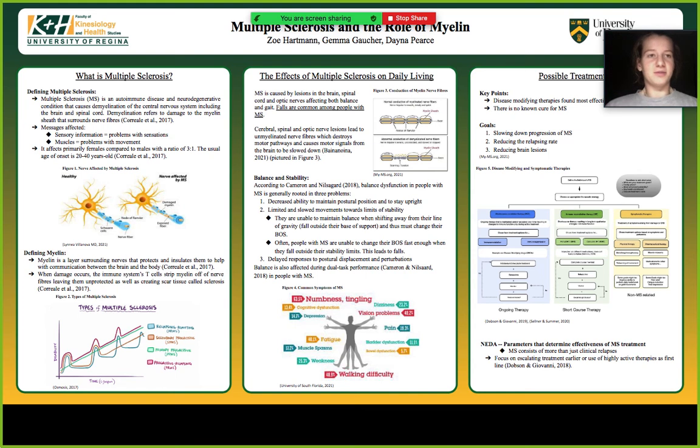Everyone, so our topic is multiple sclerosis and the role of myelin. As you can see, we divide our topic into 3 different sections. First, I'm going to focus on the first column and then move on to the right side. So first off, what is MS?